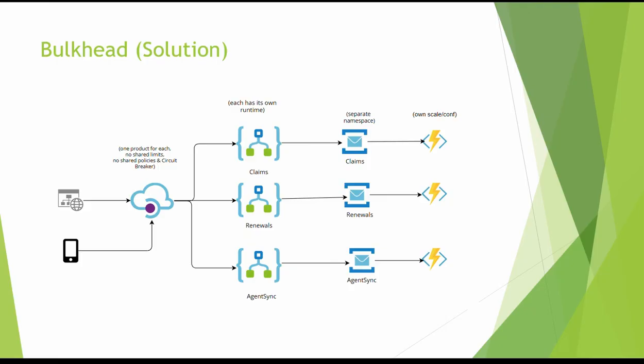we separate. You can use one product for each. No shared limits, no shared policies, and we can also use a circuit breaker in APIM. And in the case of runtime, we can have a separate runtime for each one. What I'm saying is we have separate logic apps for each of them, and it depends on the amount. It's not like a rule, but we have to see the workload. If it's very high, we can separate it. If renewal and agent sync are not very high, we can combine them together, then we can have claims separately.